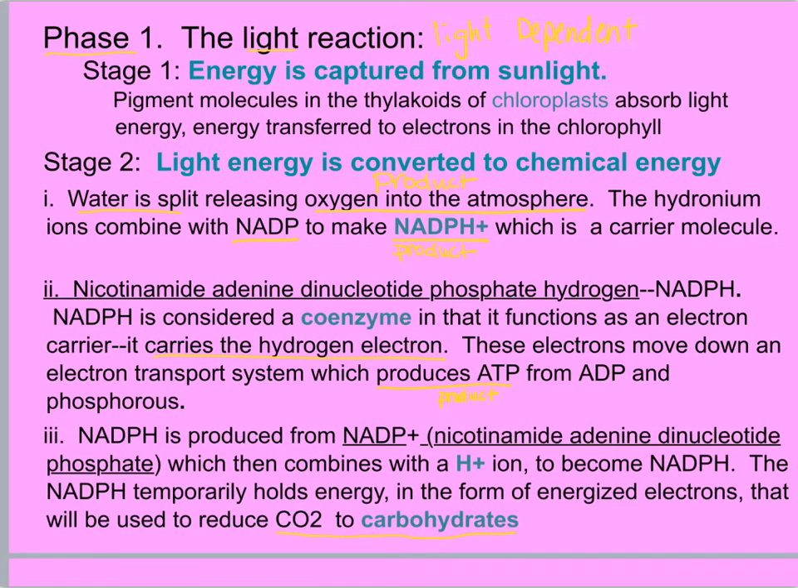So anyway, to review, light is used. Light and water are both reactants. Let's add that there. So water is a reactant, and sunlight is a reactant. So that's what you start with in the light reaction. And products are going to be oxygen released into the atmosphere, and then NADPH and ATP, which will be used in the second phase.